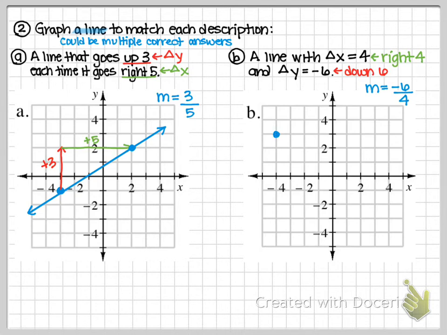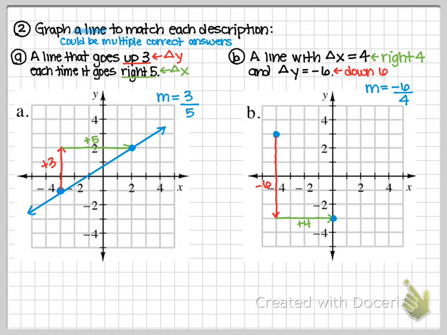So from there, I'm going to go down 6. Oh, I hope I left myself enough space. So 1, 2, 3, 4, 5, 6. Okay, I got it. And then from there, I'm supposed to go right 4. So 1, 2, 3, 4. All right, at the end of that, put the blue dot.